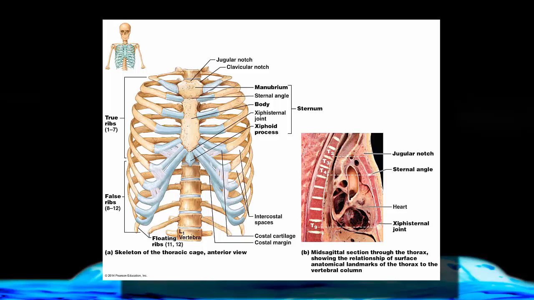The thoracic cage consists of the thoracic vertebrae, the ribs, and the sternum. The ribs articulate with the thoracic vertebrae directly and with the sternum indirectly through the costal cartilages. In lab, you will learn about the sternum and its parts, and the 12 pairs of ribs and the 3 different types.